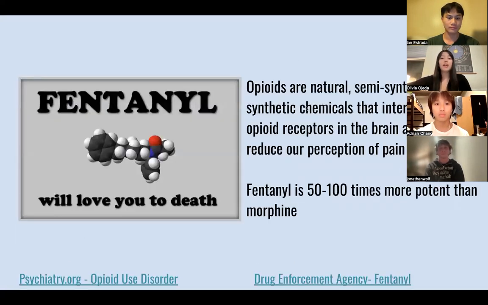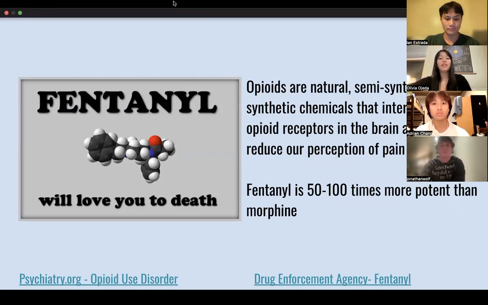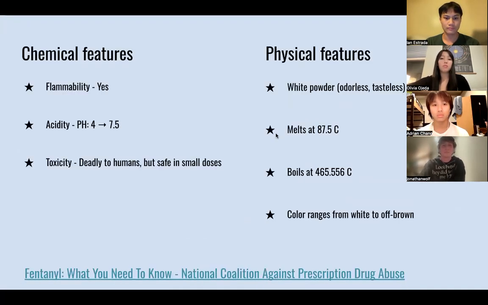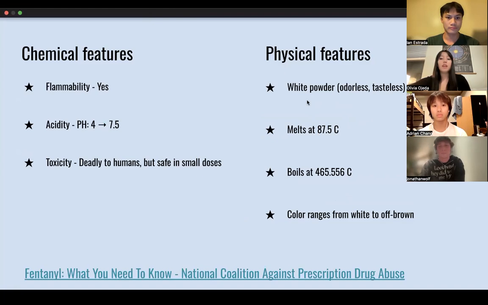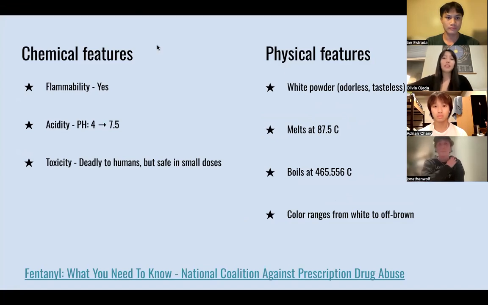The American Psychiatric Association says that opioids are natural, semi-synthetic, or synthetic chemicals that interact with opioid receptors in the brain and body to reduce our perception of pain. To put the dangers of fentanyl into perspective, scientists at the Drug Enforcement Agency called it 50 to 100 times more potent than morphine. Fentanyl is flammable and not very acidic. It is extremely toxic, even in small doses.